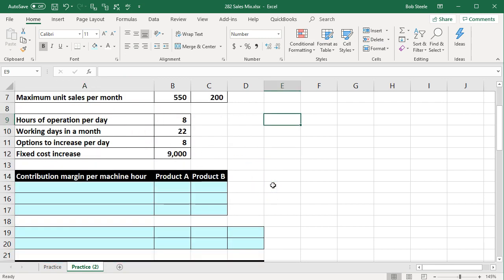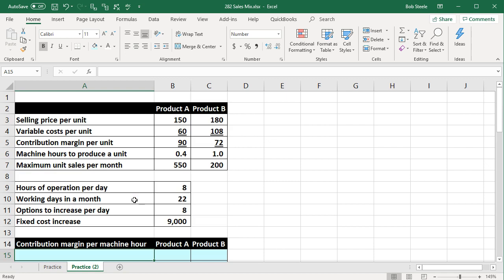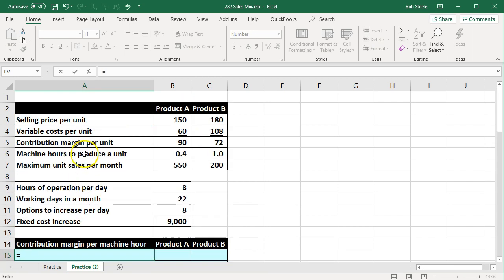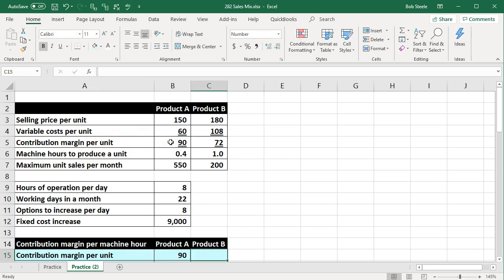We're going to start with the contribution margin per machine hour. Remember that the machine hours is going to be our restraint here. So we have the machine hours used for A and B. We want to get the contribution margin per machine hour in order to see what our appropriate sales mix should be. So we're going to say this is going to be equal to the contribution margin per unit, which is this item up top. We said that this equals the 90. And this equals the 72.